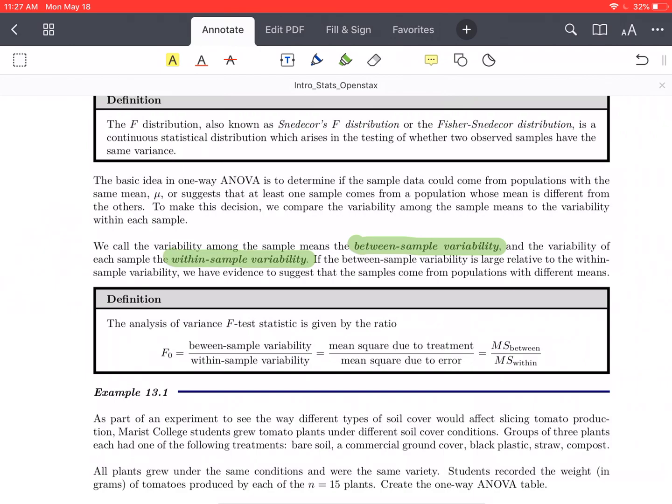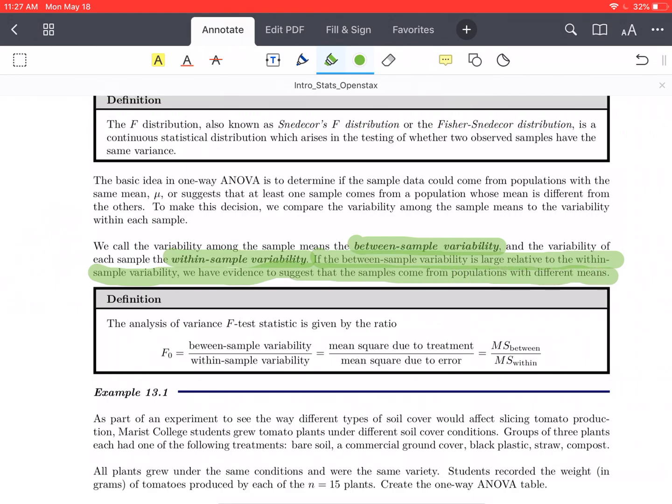Okay, so within each sample itself, how much variability does it have? And then the between sample variability, how much variety, how much change is there between the different values of the different samples. The conclusion we can draw: if the between sample variability is large relative to the within sample variability, we have evidence to suggest that the samples come from populations with different means. In other words, if the differences between the samples are really large compared to the within sample variability, then that gives us strong evidence.